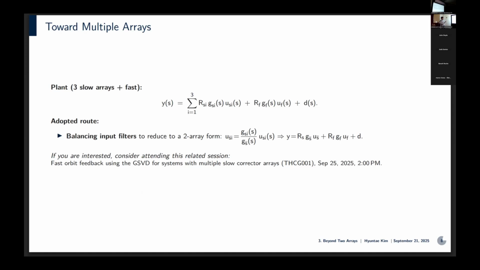Then we just use the balancing input filters like Us tilde i equal to Gs i Gs bar Us i. Then we can write this system as Rs Gs bar Us bar and Rf Gf Uf plus D, which is just the same as the 2 slow array system. And then we can design the same idea with the GSVD, and we can get the controller for the system. If you're interested in this idea, you can attend our other paper in this conference on September 25th about the fast orbit filter using the GSVD for systems with multiple slow corrector arrays.